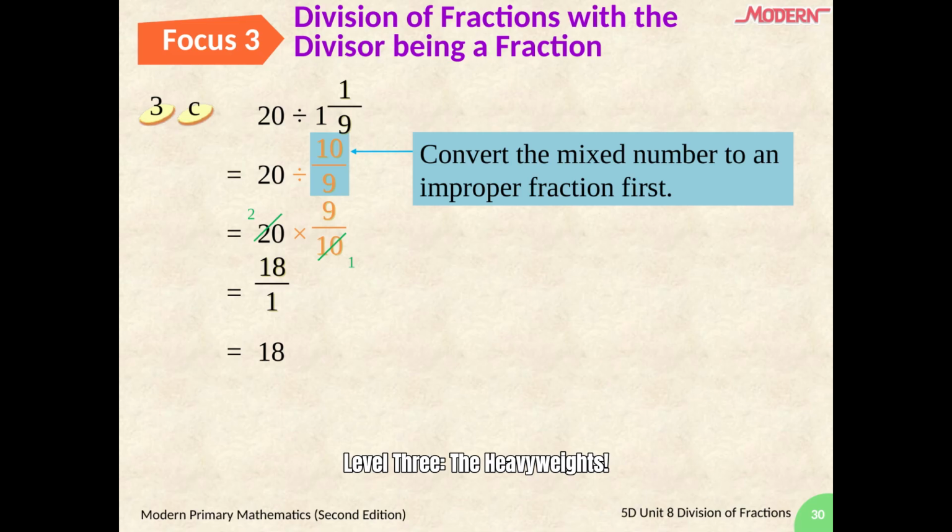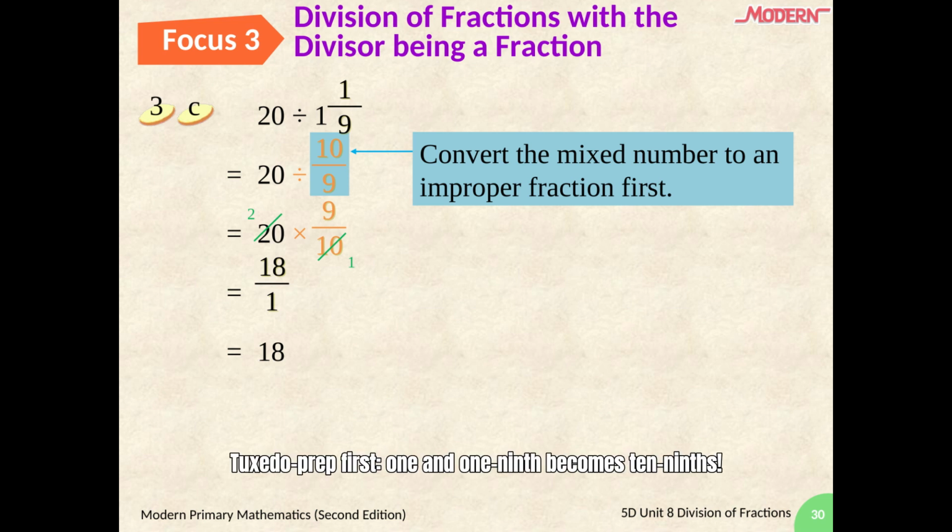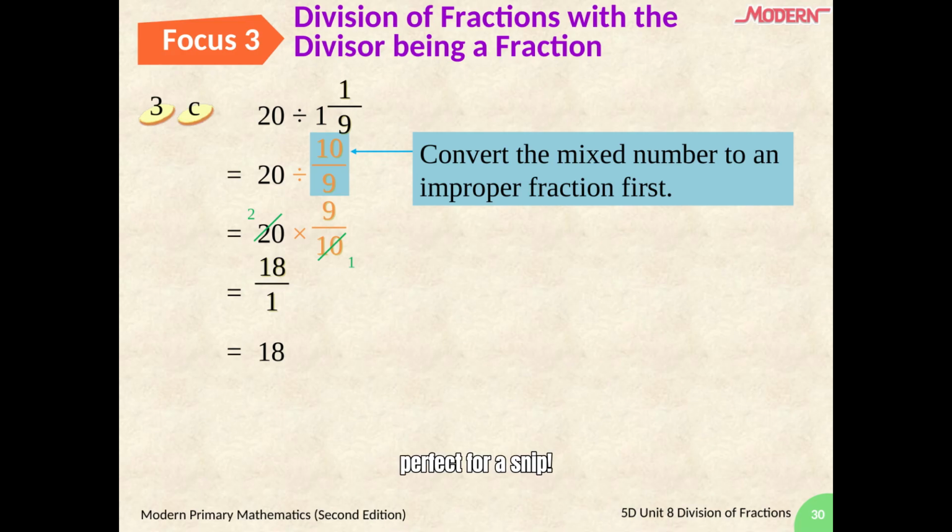Level 3, the heavyweights. Slide 30. 20 divided by 1 and 1/9. Tuxedo prep first. 1 and 1/9 becomes 10/9. Now we swap and flip. 20 times 9/10. Look at that 10 and 20. Perfect for a snip. Divide both by 10. 10 becomes 1. 20 becomes 2. 2 times 9 is 18. Result? 18. You just made a giant problem look like child's play. That is elite performance, team.